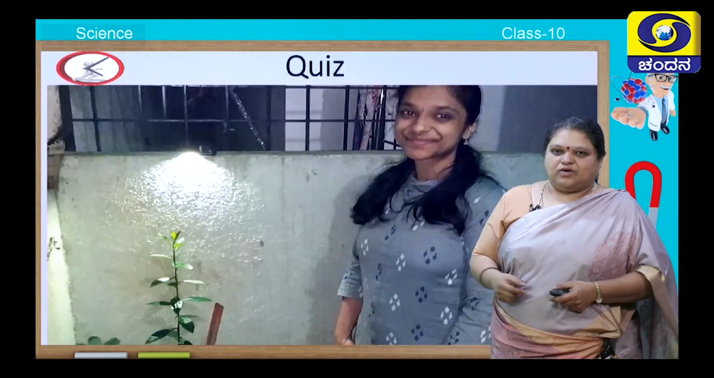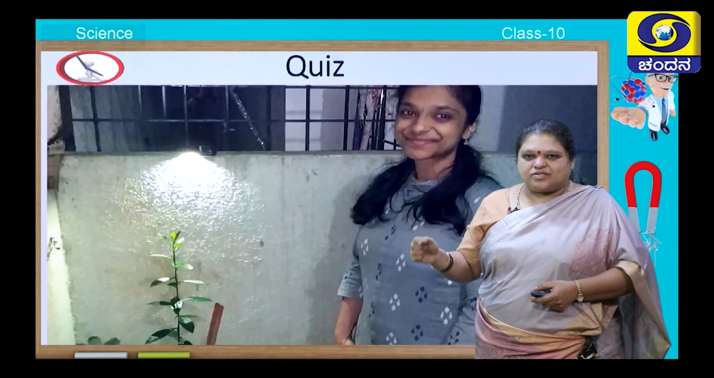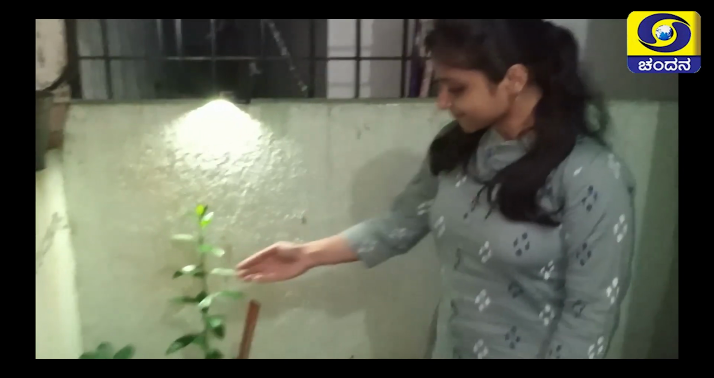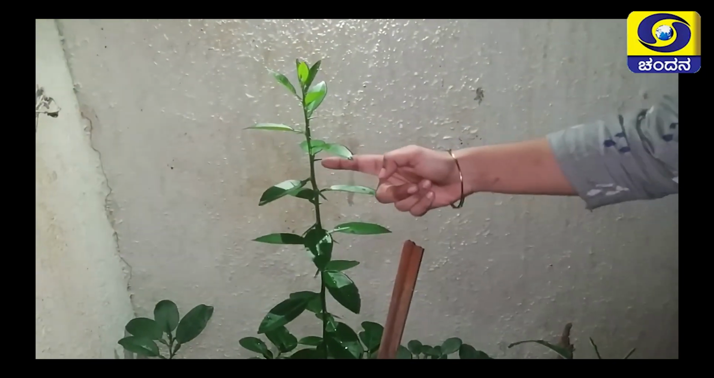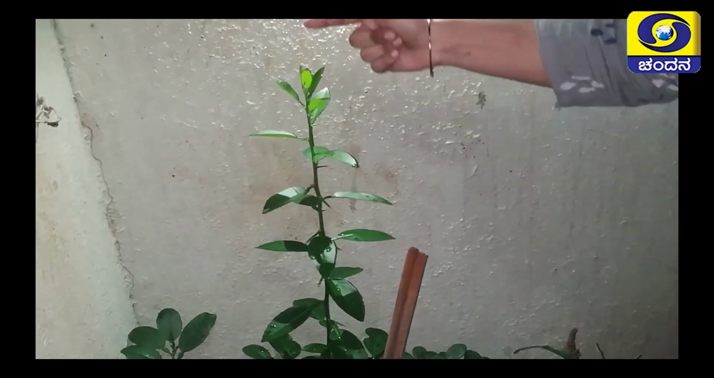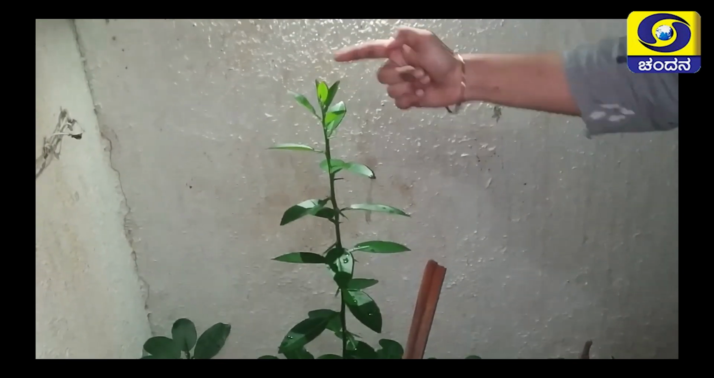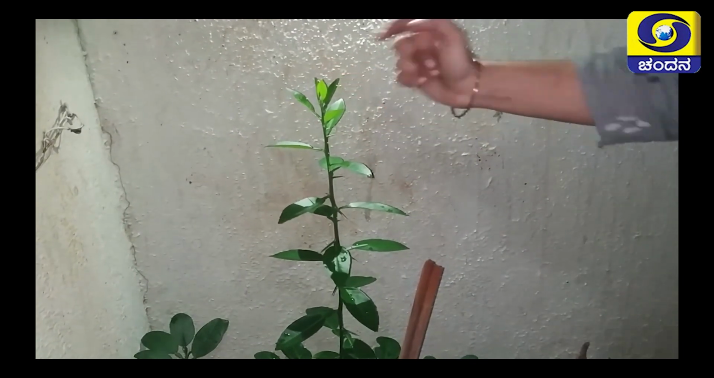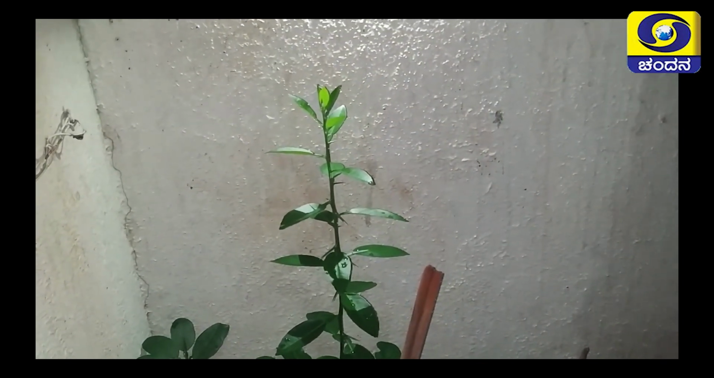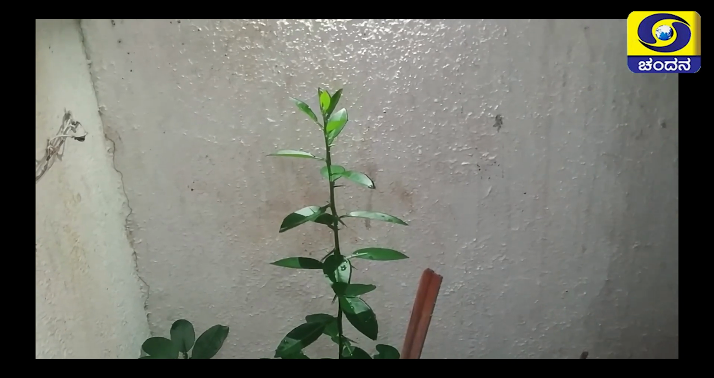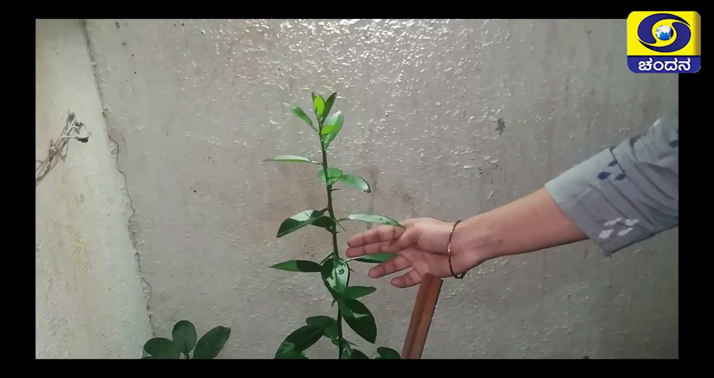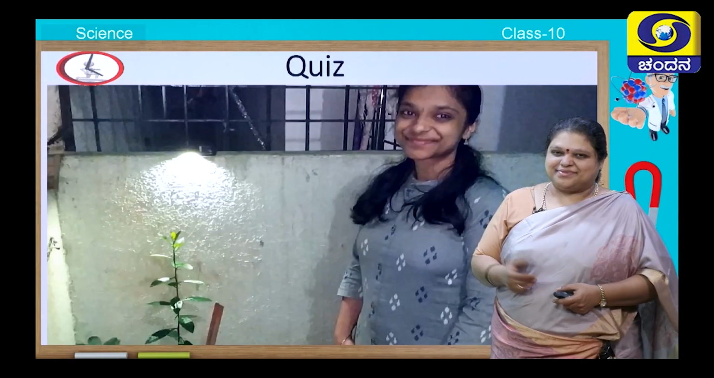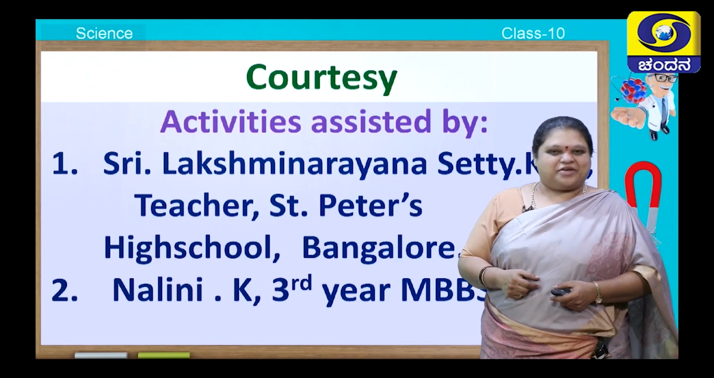Now we'll go to the next question. Here you can see a girl is holding the stem of a lemon plant. She is showing you the nodal region between two leaves. Can you tell me which one will help this plant to grow its height? Can you name the plant hormone? I will give you the options: auxins, gibberellins, cytokinins and finally abscisic acid. Correct answer? Gibberellins.